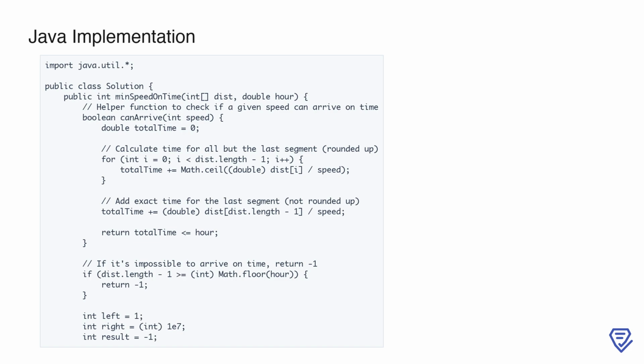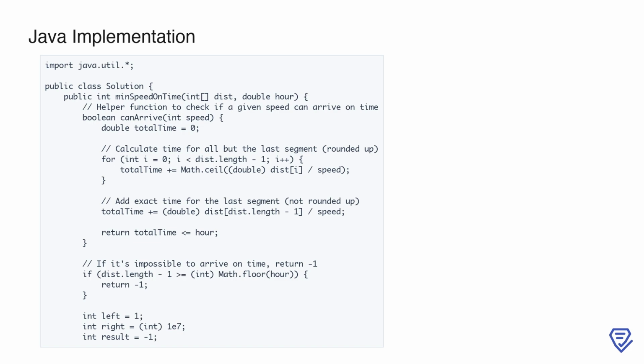Inside the method, there's a helper function canArrive, which evaluates whether a given speed is sufficient to reach the destination within the allowed time. It does this by calculating the total travel time. For all segments except the last one, the time is calculated and rounded up using math.ceil, because you can't travel a fractional segment in practice. For the final segment, the exact travel time is used without rounding. The function then returns true if the total time is less than or equal to the given hour.